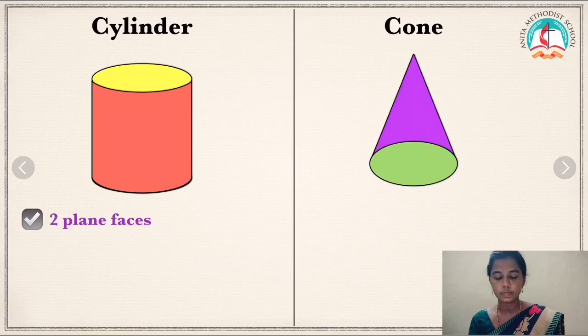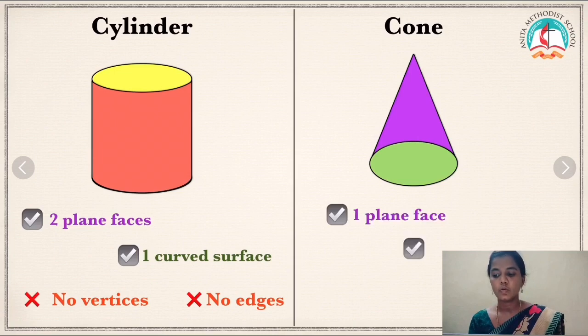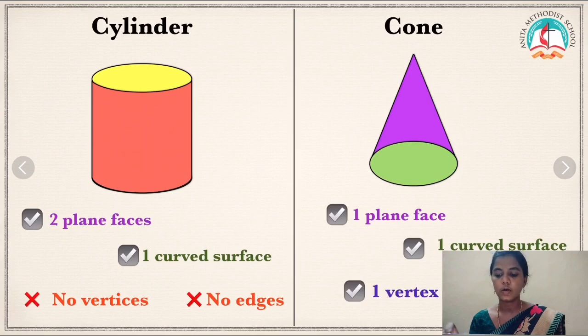These are the properties of the cylinder. It has two plane faces, one curved surface, and no vertices and no edges. The cone has one plane face, one curved surface, and one vertex. This is your vertex. Only one vertex is there. So that's all, children.